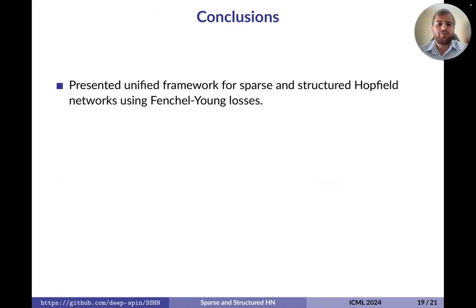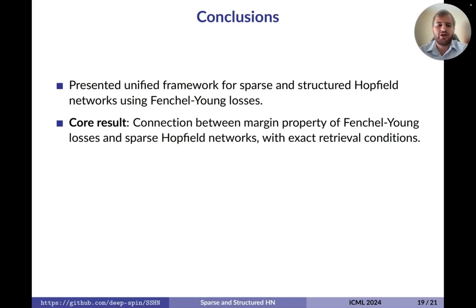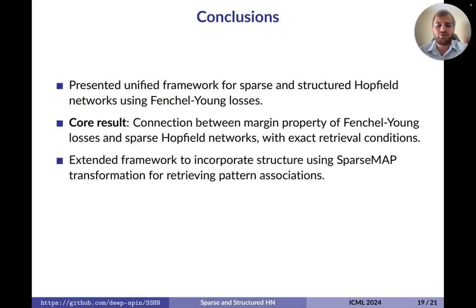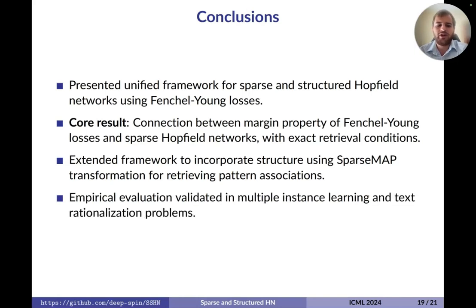Finally, as conclusions, we present a unified framework for sparse and structured Hopfield networks. The core result is a connection between the margin property of the Fenchel-Young loss and sparse Hopfield networks with exact retrieval conditions. We extend this framework to incorporate structure using the SparseMAP transformation for retrieving pattern associations, and we empirically evaluate on multiple instance learning and text rationalization problems.